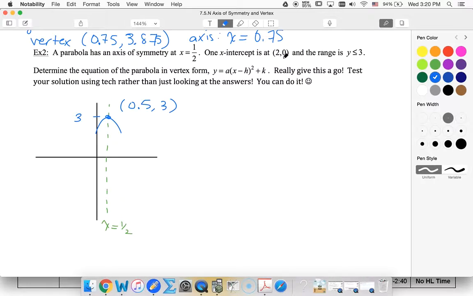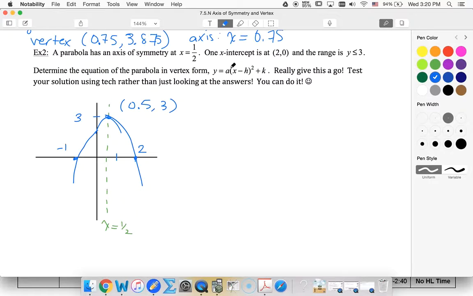I also know one intercept is at (2, 0). So this is a half. I'll call that 1, and then that same distance would be 2. So I must come down this way. So 1.5. My other intercept must be -1. So we've got 2 there. By symmetry, we must be at -1 over here.